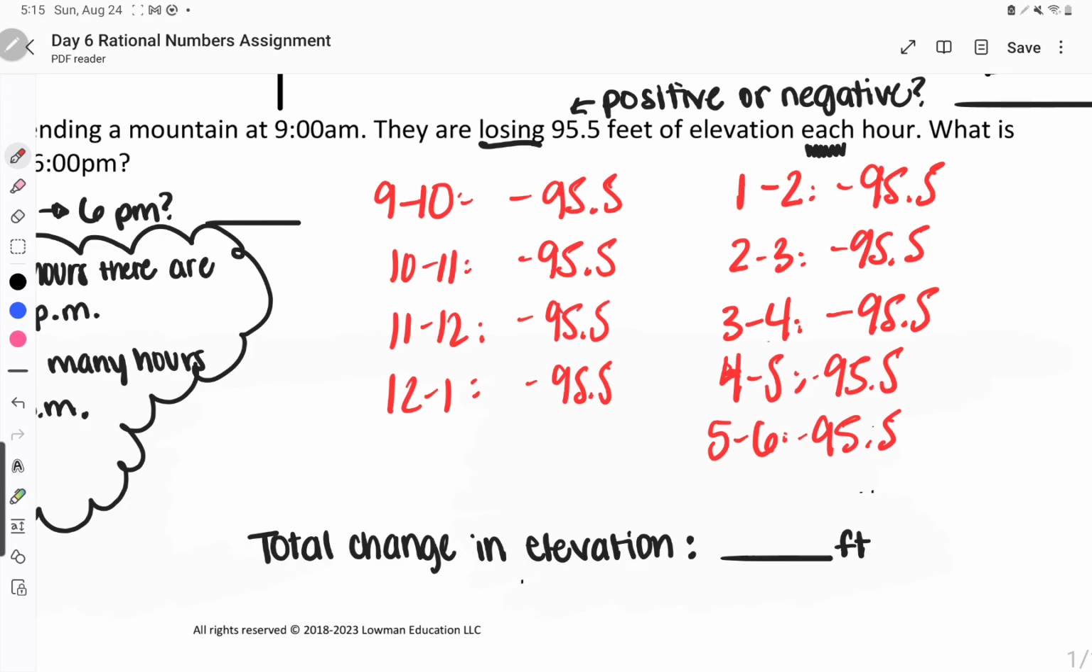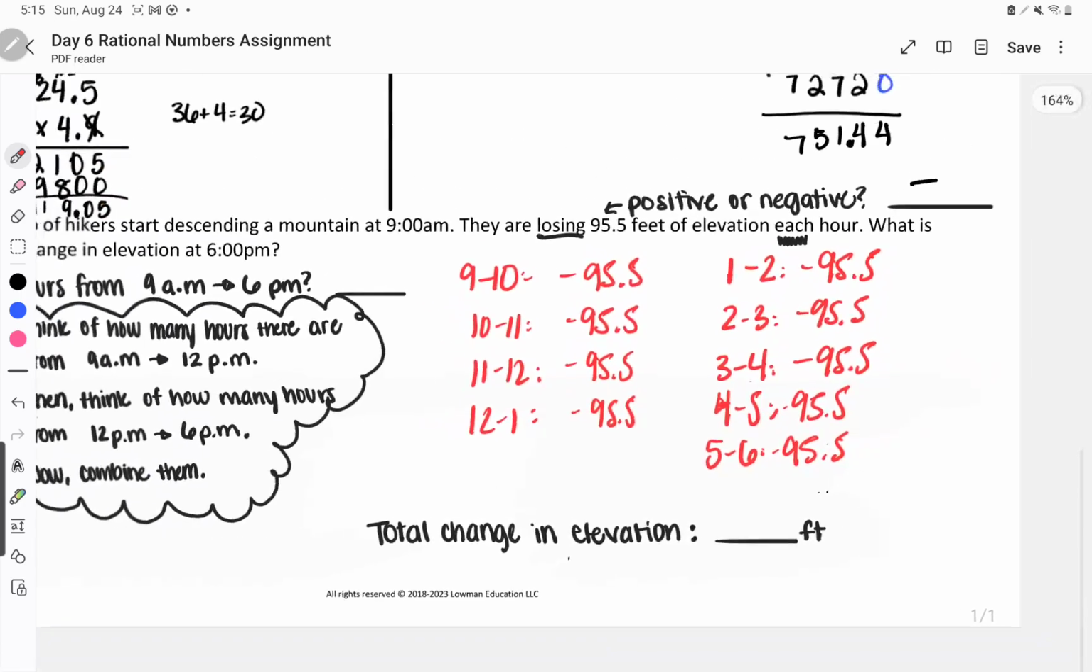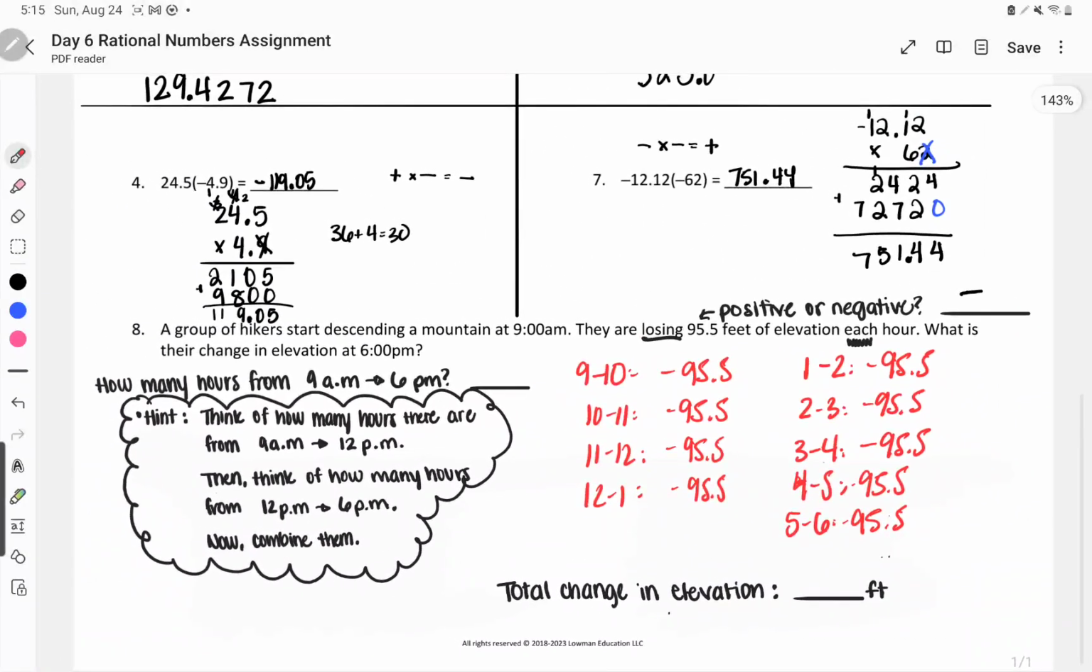And if they're losing this over and over again, instead of adding these odd numbers all together, what could I do? I could multiply them. So we have to figure out what number to multiply 95.5 feet by. They're losing it each hour, which means we multiply negative 95.5 feet times the number of hours that have passed.